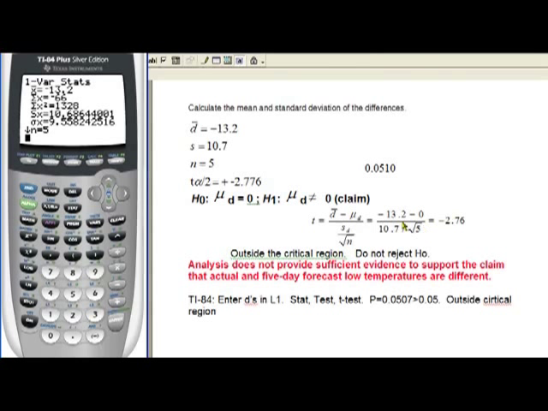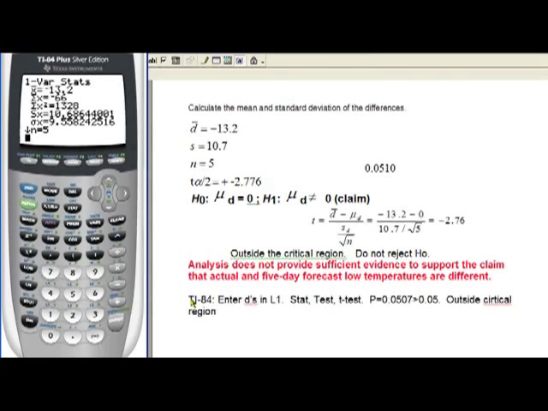Now you plug that in, and you get -2.76, and you compare this to your t-critical that you get from the tables, and you find out this is outside the critical region. That means you don't reject H null. And here's your critical value from the tables.